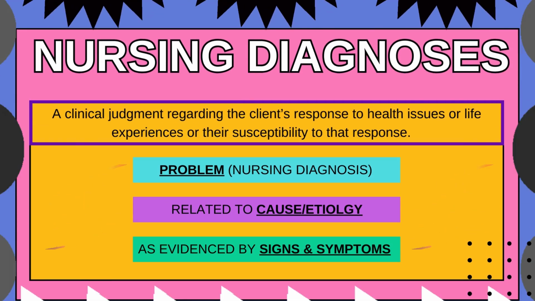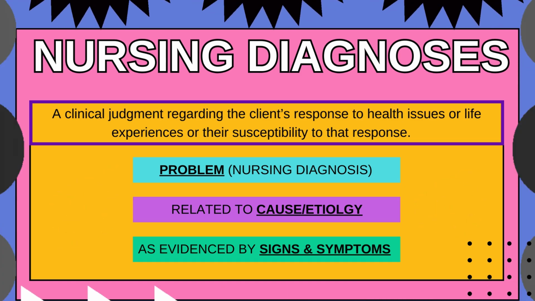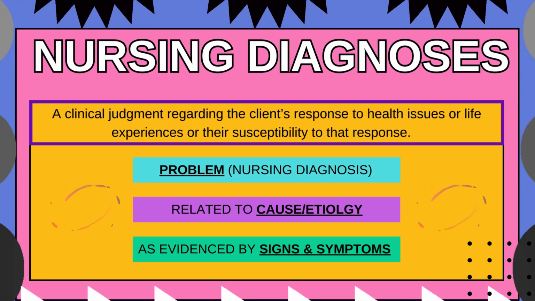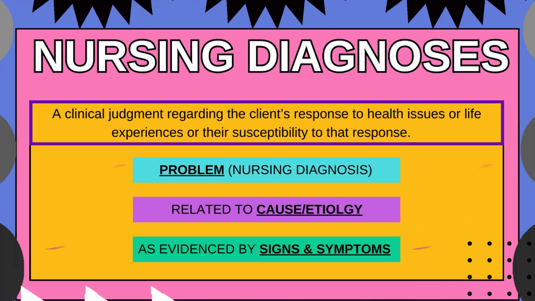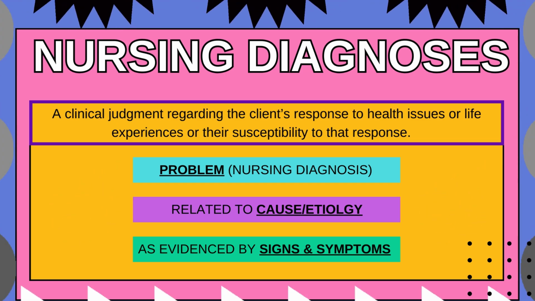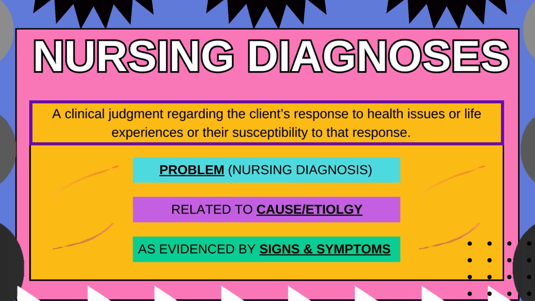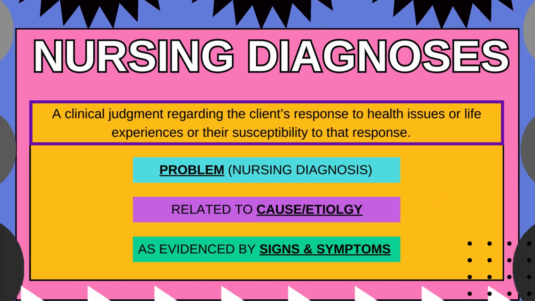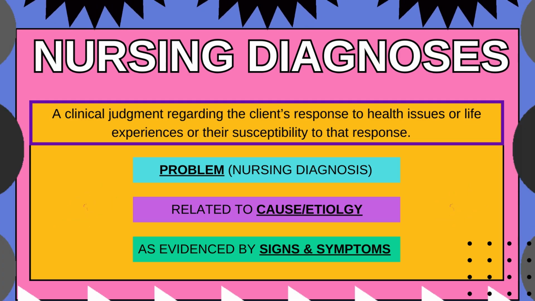It's incredibly important that you understand the breakdown of a nursing diagnosis, not because you're just going to be writing them all day long as a nurse, but so that it gives you a framework to think through a problem. These are judgments regarding the client's response to health issues or life experiences or their susceptibility. It's a way to understand what's going on with the patient, what the cause is, what your assessment showed, and then you can move into planning, interventions, outcomes, all of that. So just remember that a nursing diagnosis is the problem. It's related to the cause or etiology. The evidence is the signs and symptoms that you have gathered from your assessment and in reviewing the patient's history, chart, and all pertinent data.